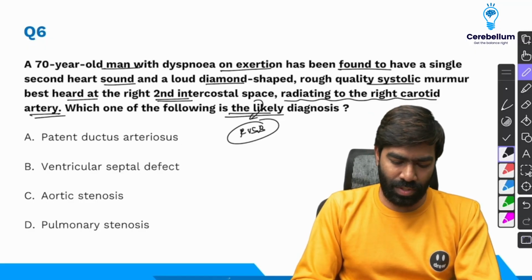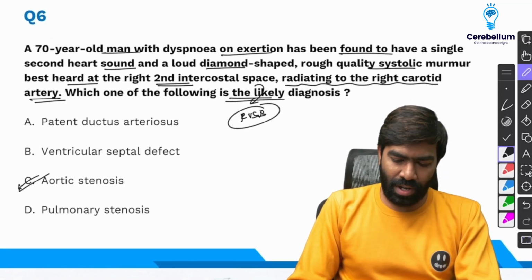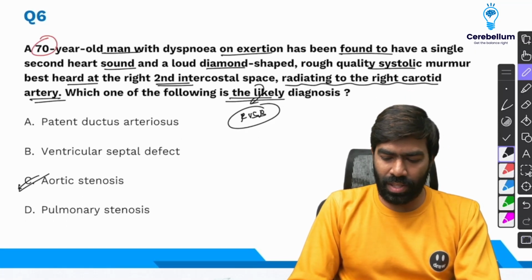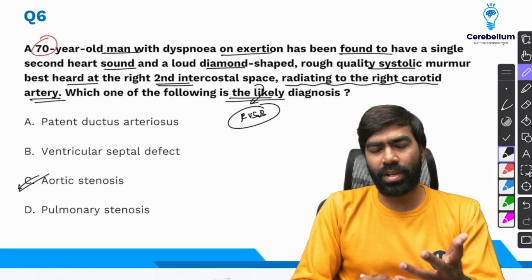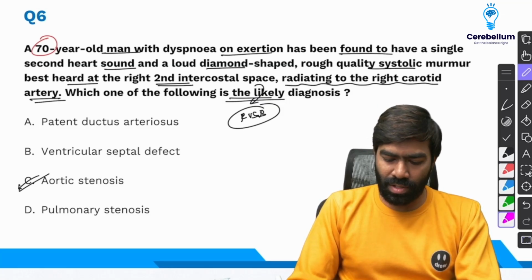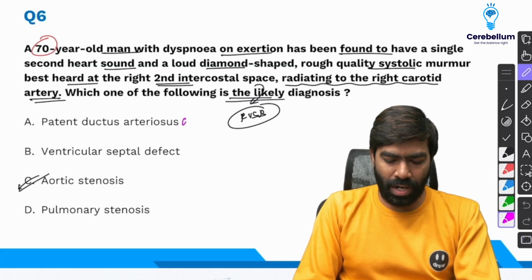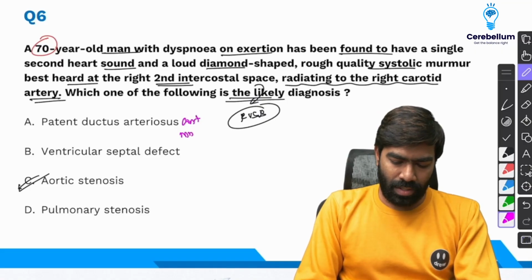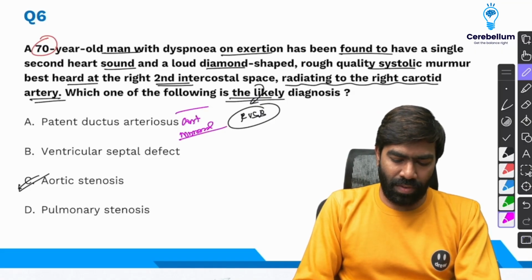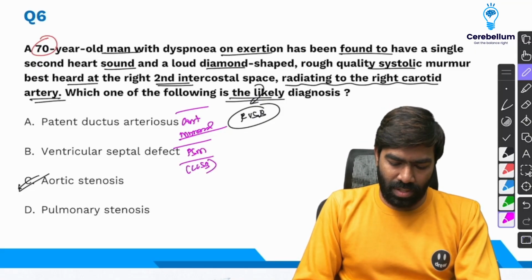It's a very easy question. Everything is in favor of aortic stenosis, including the age. Everything is in favor of valvular aortic stenosis. Patent ductus arteriosus is something that's going to produce a kind of a continuous murmur. In children, ventricular septal defect will produce a pansystolic murmur. Okay, and this will be seen in the left lower sternal border.